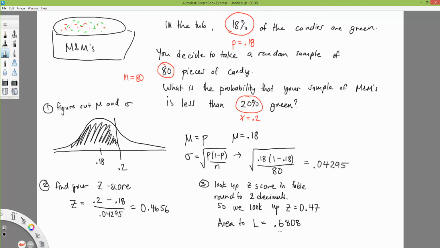So my answer is this. What is the probability that your sample of M&Ms is less than 20% green? That answer is 68%. That's our answer.